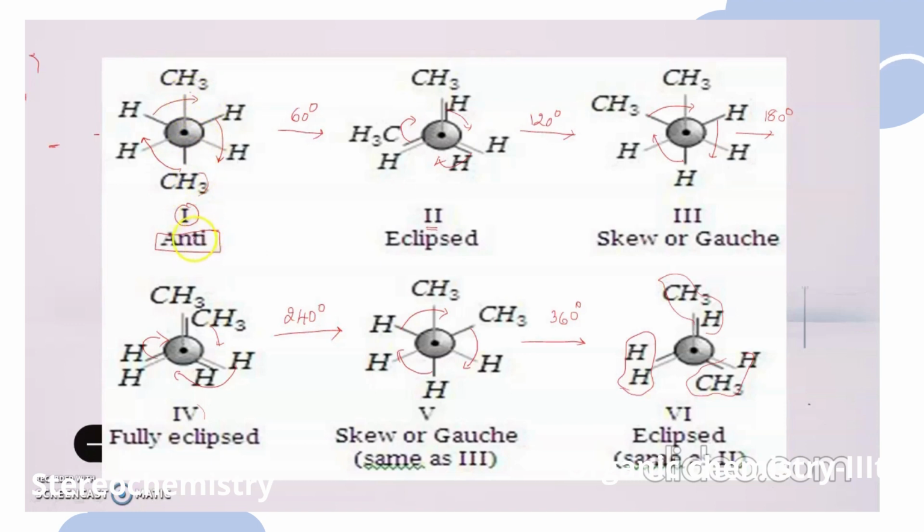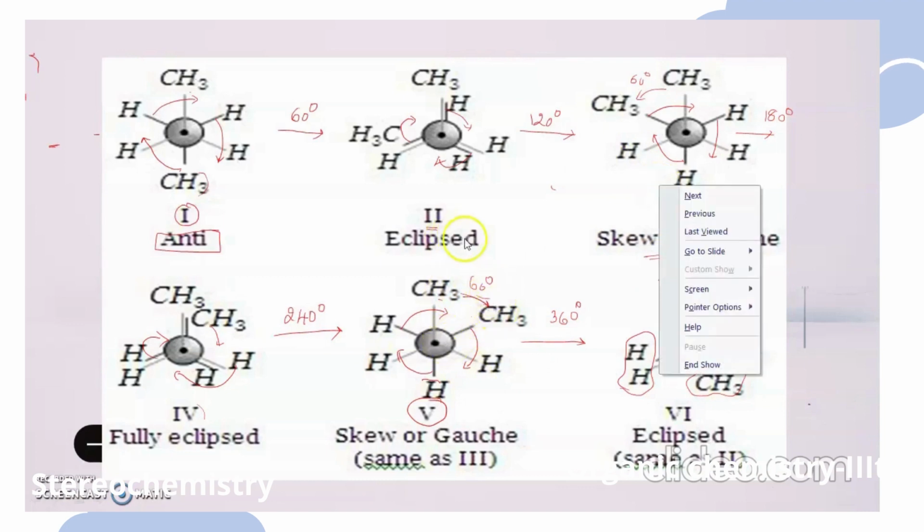And apart from that, if we see structure number 3 and also structure number 5, here the two methyl groups are separated by an angle of 60 degrees. They are separated by an angle of 60 degrees. We can say that these two structures are those where the groups are separated by a little more, sufficient distance, that is an angle of 60 degrees, and these are said to be skew or Gauche conformers, right? If the two methyl groups are separated by an angle of 60 degrees, as in structures 3 and 5, they are said to be Gauche conformers.